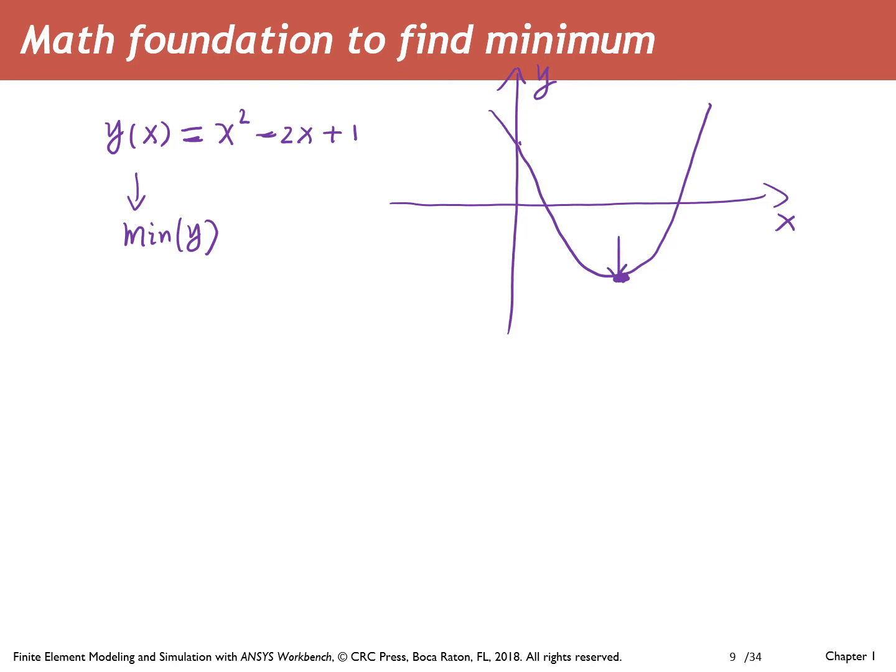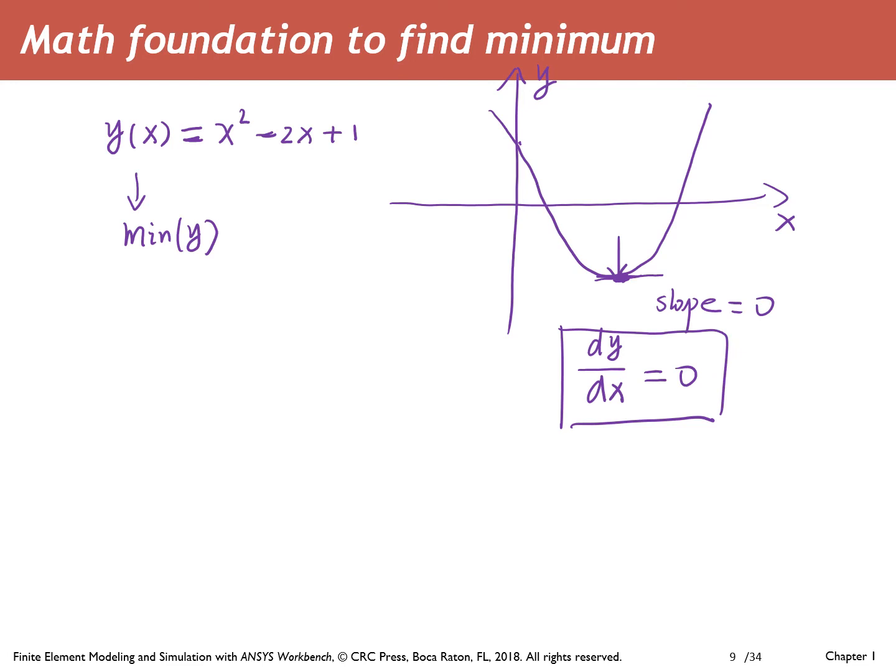And notice that at this point, the mathematics tells us that the slope is 0, or the gradient is 0. And the slope here, mathematically, you can write as dy/dx. Slope equals 0 means dy/dx equals 0. So we can use this equation to get the minimum point.